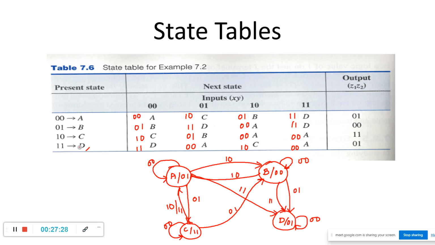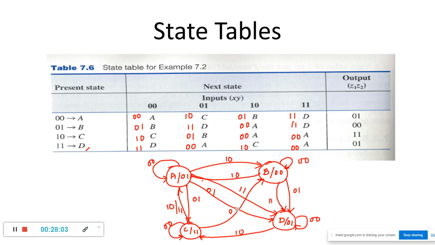D to A with the input 0 1. D to C with the input 1 0. D to A with the input 1 1. So here it is again 1 1.